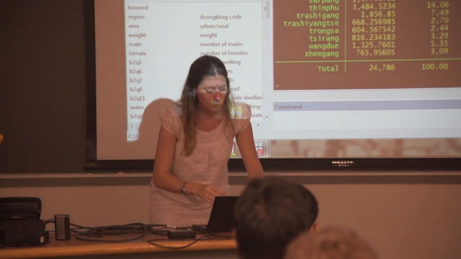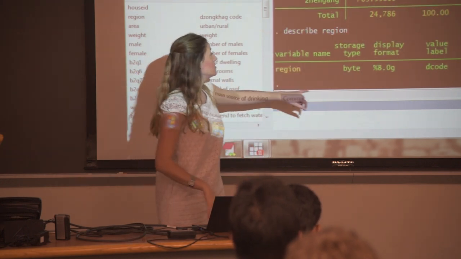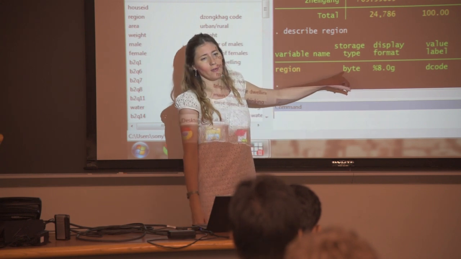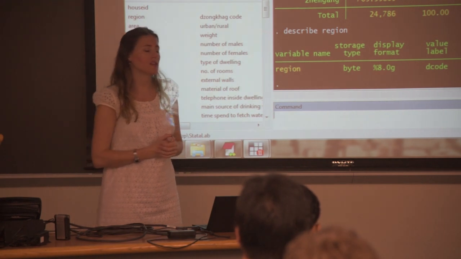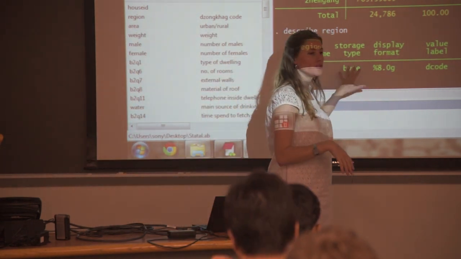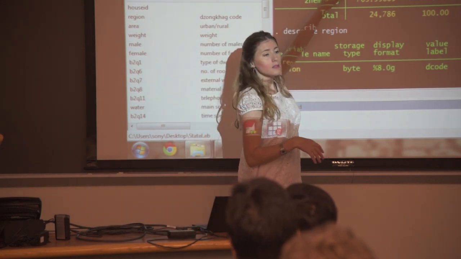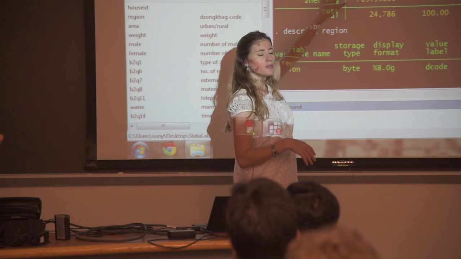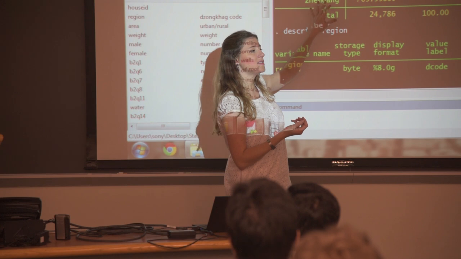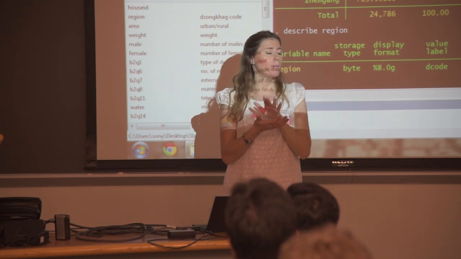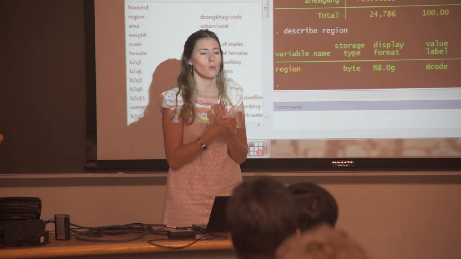Now, this variable, if we describe the variable, we see that actually this is a byte variable. That means that it's a numerical variable. So if we wanted, for example, to tabulate water only for one of these regions, we couldn't put that region has to be equal to Tronxa, because it's actually a numerical variable. That means that there is a number behind these words, the names, and that these names here are just labels that appear there.